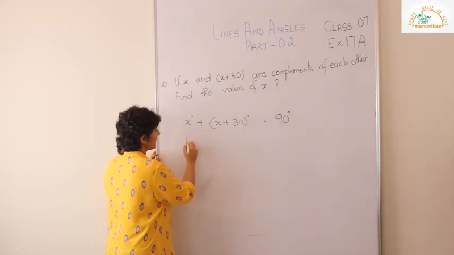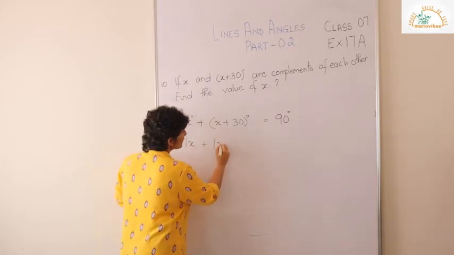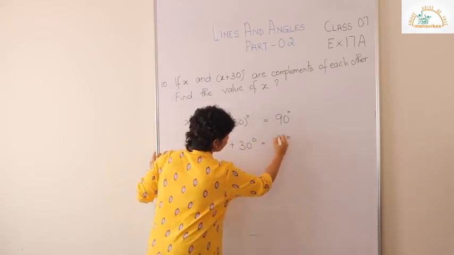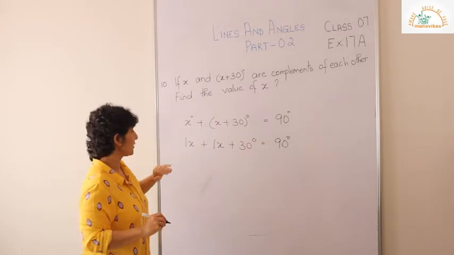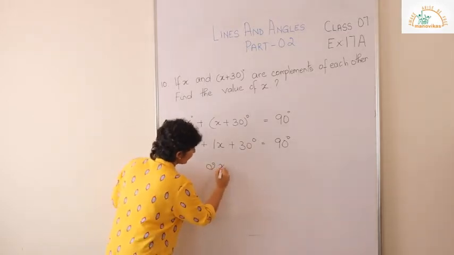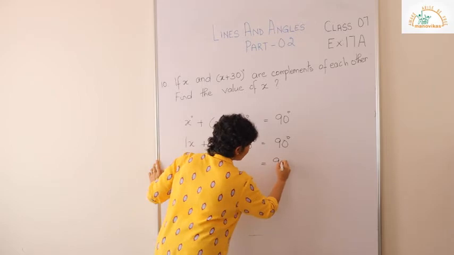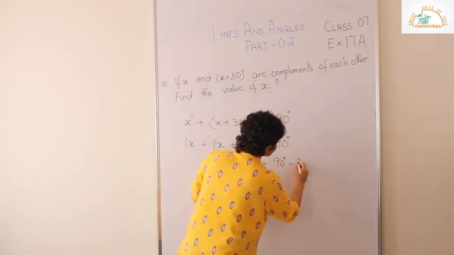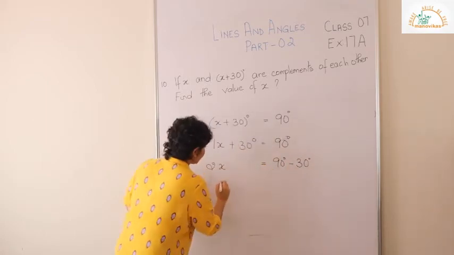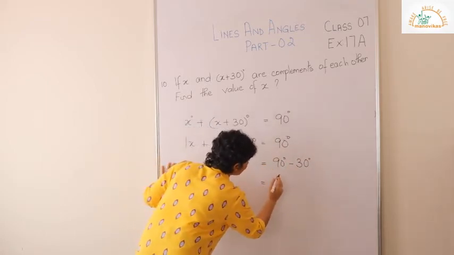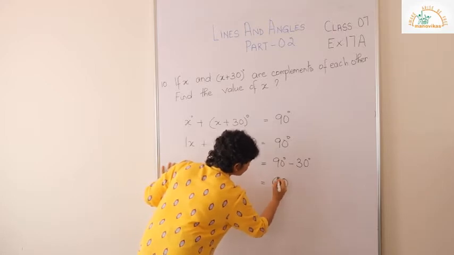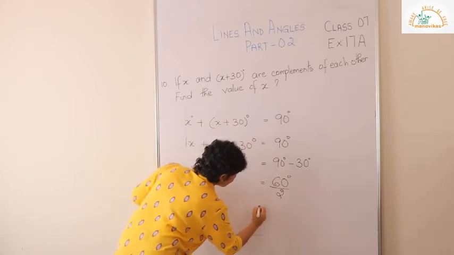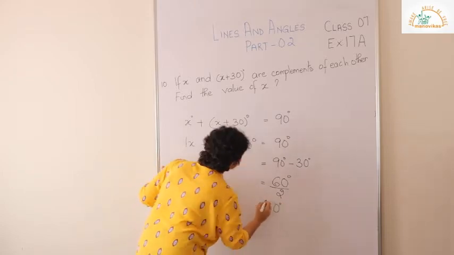Now let's rewrite this, and we get 1x plus 1x plus 30 is equal to 90. Now 1x plus 1x gives me 2x is equal to 90 minus 30, children. When I take that side, I will get it as minus 30. So x is equal to 90 minus 30 gives me 60 degrees upon 2. So x is equal to 30 degrees.